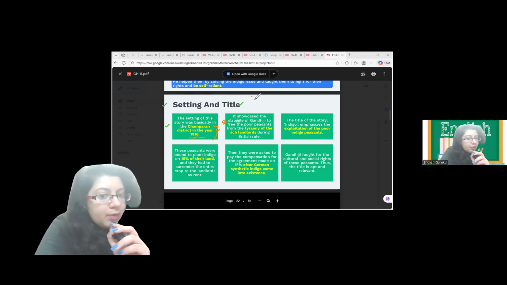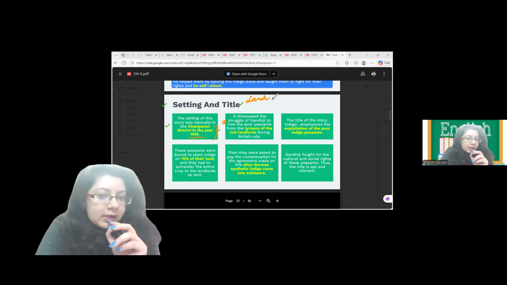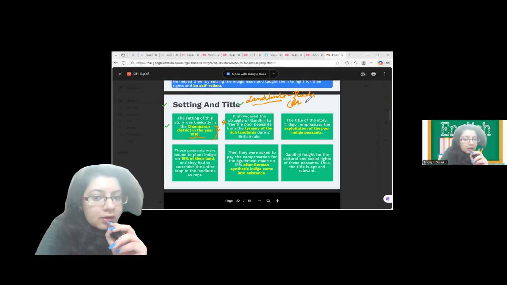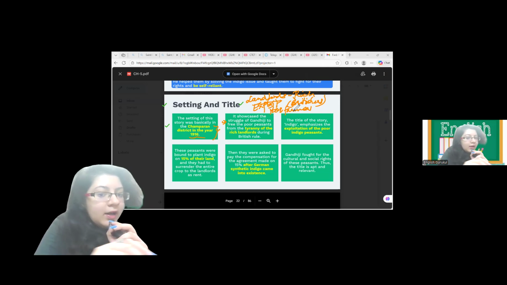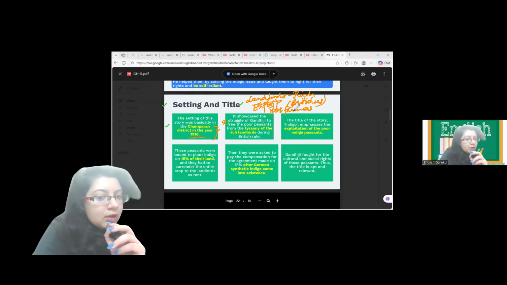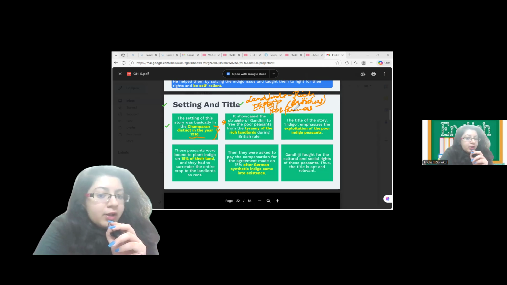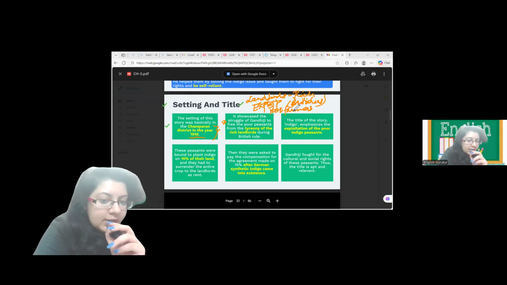As I have mentioned in my previous video as well, in my previous series, we were talking about landlords, that these were the rich landlords, and basically they were Britishers who used to exploit these poor farmers or peasants, right? So we get to see how it showcased the struggle of Gandhiji to free the poor peasants from the tyranny of the rich landlords, from the exploitation of the rich landlords during the British rule.